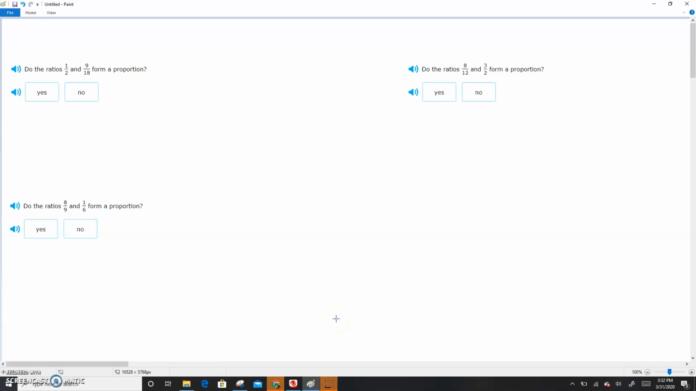Hey friends, so today we're talking about identifying whether ratios create a proportion.